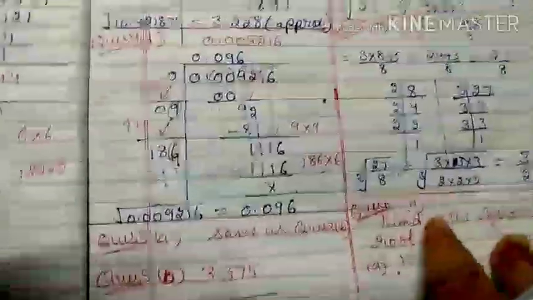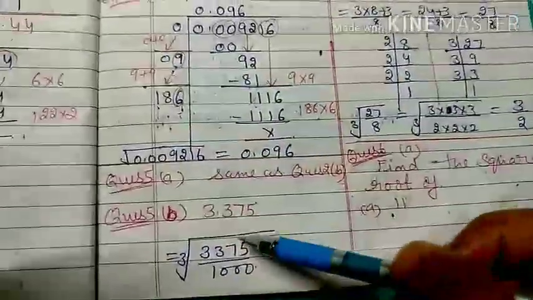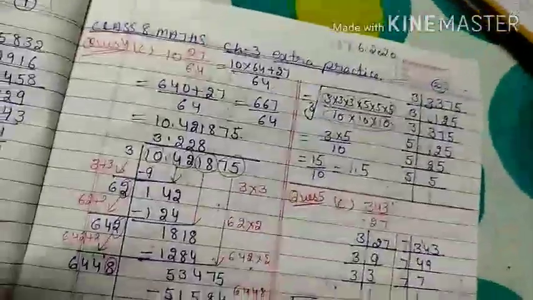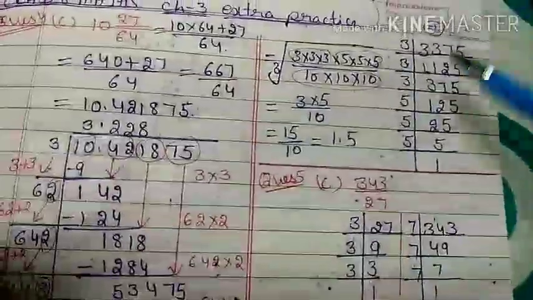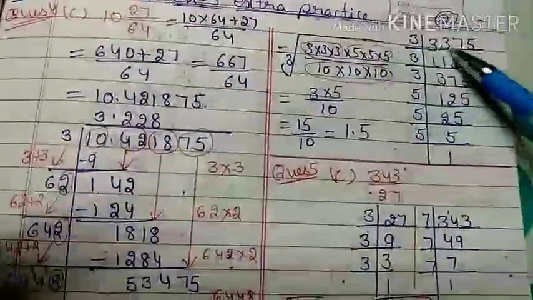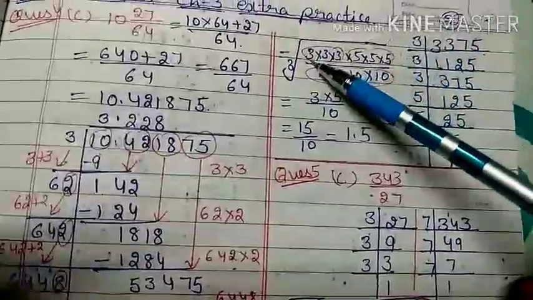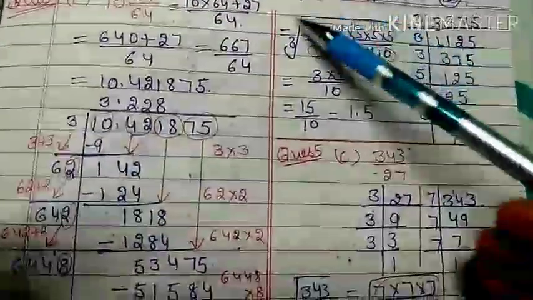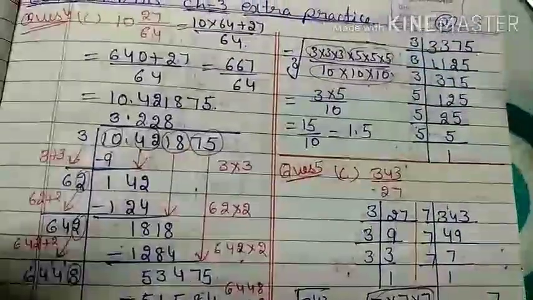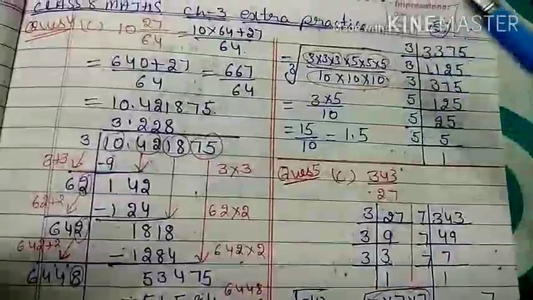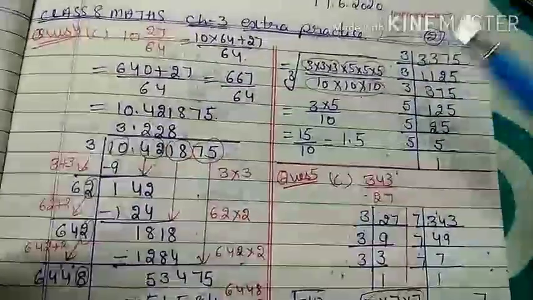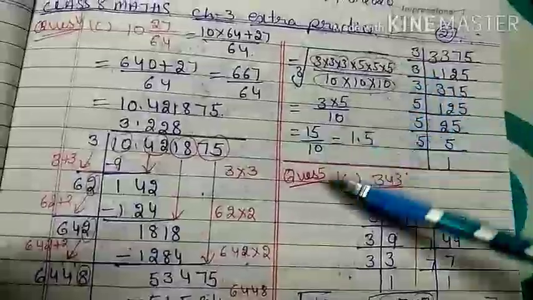Now fifth question, A part we already did in the second question. B part is 3.375. First you have to remove the decimal and do the prime factorization to find the cube root, because in cube root we only go with the prime factorization method. Here, with the prime factors of 3375, I got 3 three times and 5 three times under the cube root. To remove the cube root sign, you pick one number from each triplet, 3 and 5, so that gives me 15 by 10, which is 1.5.